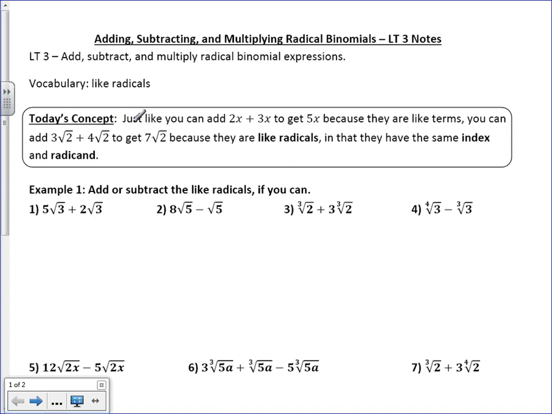Just like you can add 2x plus 3x to get 5x, because they're like terms, you can add 3 square roots of 2 to 4 square roots of 2 for the same reason, because they are both square roots of 2's. So if you have 3 of them and you add 4 more, you'll have 7 square roots of 2. They're called like radicals. What makes a like radical is that it has the same index and the same radicand. So that's the only new thing. Everything else will be whatever you did in Algebra 1, pre-algebra. There'll be some distributions, some just adding and subtracting in general.